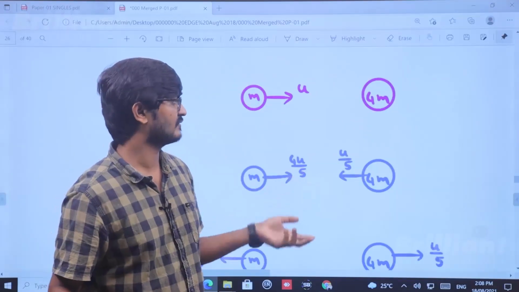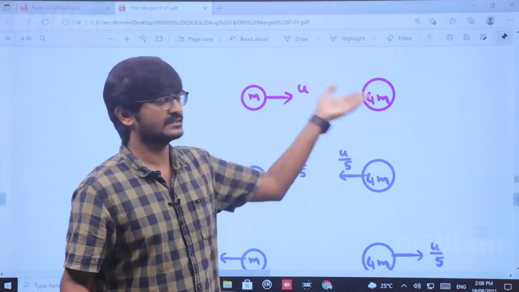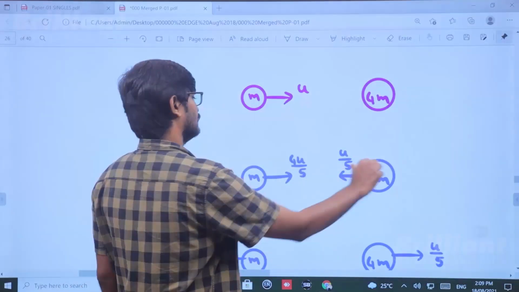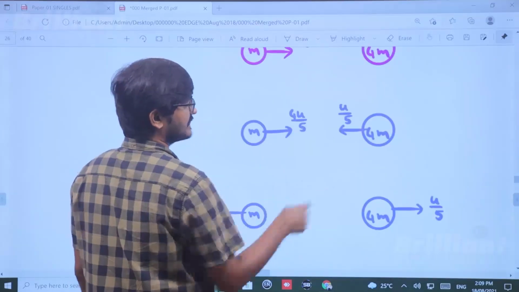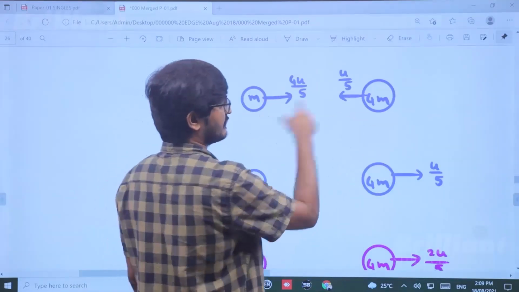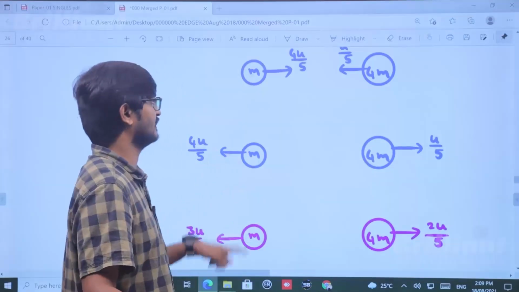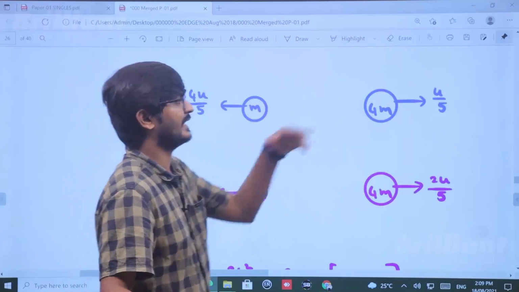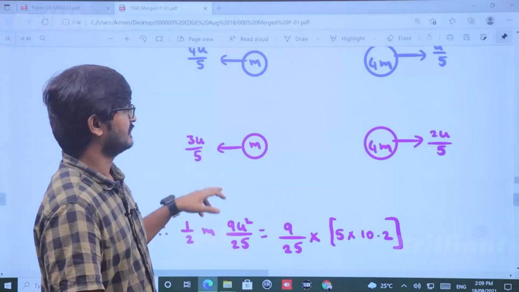Generally you will be doing it from the ground frame, and I will be doing it from the center of mass frame. The center of mass of this system is moving with speed u by 5. When I observe from that frame, this velocity is u by 5 and this velocity is 4u by 5. Momentum must be 0. Now after collision they will be reversing their velocities. Velocity of approach must be equal to velocity of separation. So this will be u by 5, this will be 4u by 5. Now when I go back to the ground frame, I need to add u by 5. So 2u by 5 and 3u by 5, right?